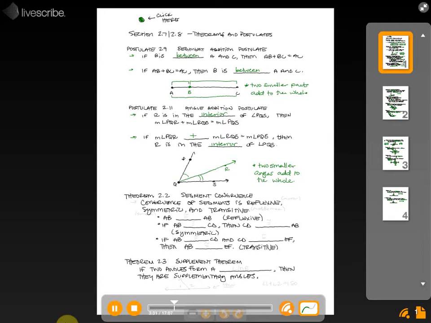Alright, now let's go on to the theorems. Locate those on your theorem sheet. Okay, they're in a different spot than the postulates, so make sure you find it. First one, theorem 2.2, is segment congruence. And it says, congruence of segments is reflexive, symmetric, and transitive.